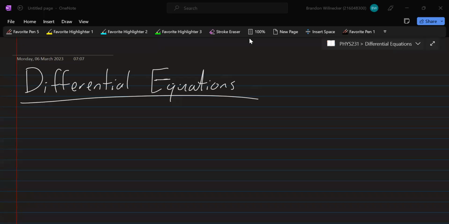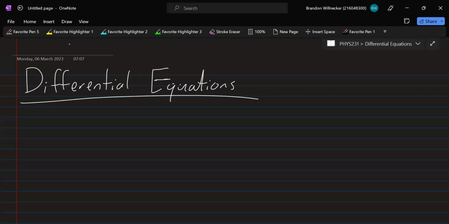Hello. In today's lecture, we're going to be going through an introduction on differential equations, and then we're going to go through a few methods on solving first-order differential equations. Okay, but before we get to solving differential equations, what is a differential equation and how does it help us in physics?